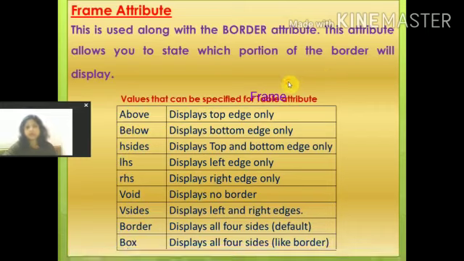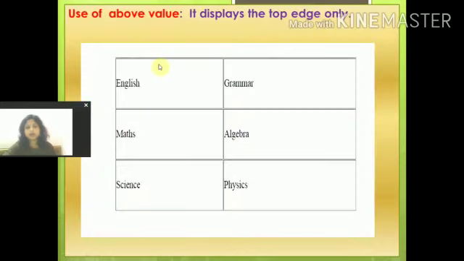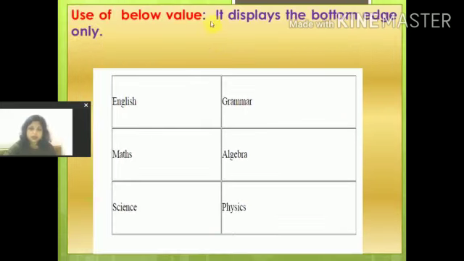Okay. So if you use the above value, you will find the table looks like this. The table will be there, but only the top border will be there, on other sides the border will be absent. And if you use the below value with the frame attribute, you will find only the bottom border is there and on other sides the borders are absent. These are your cell borders. This is not your table border. So the table border is present only at the bottom side of the table when you use the below value.